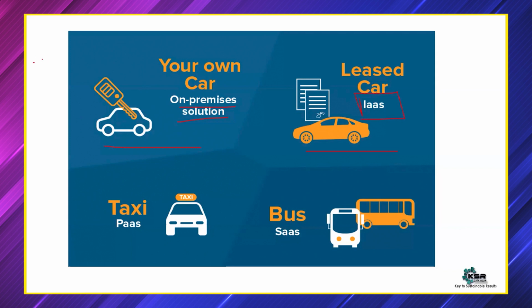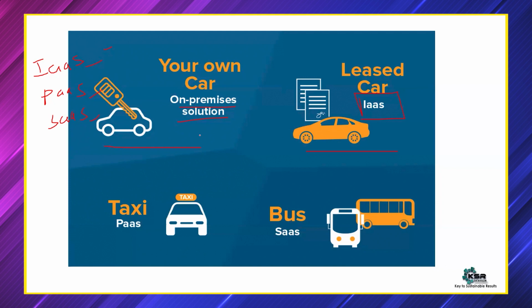The cloud infrastructure is basically divided into three different environments. One is IaaS, one is PaaS, and one is SaaS. IaaS is called infrastructure as a service, PaaS is called platform as a service, and SaaS is called software as a service. Now, what are all these services?